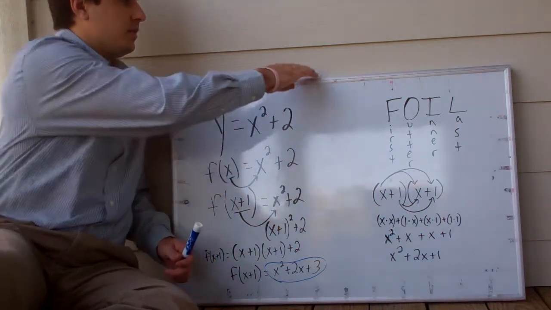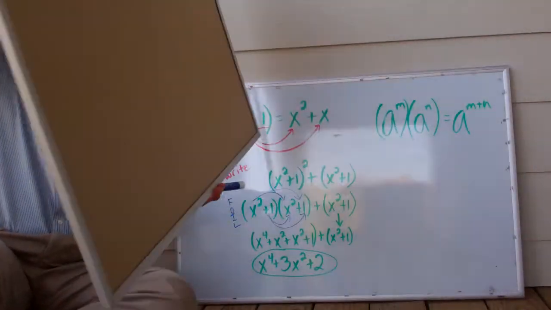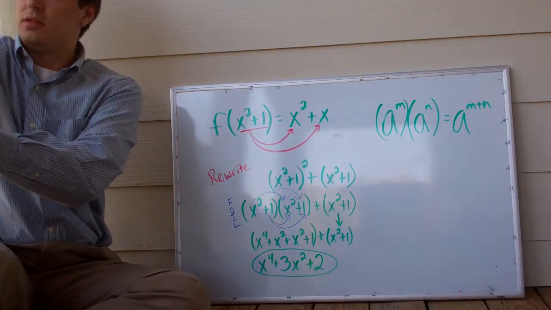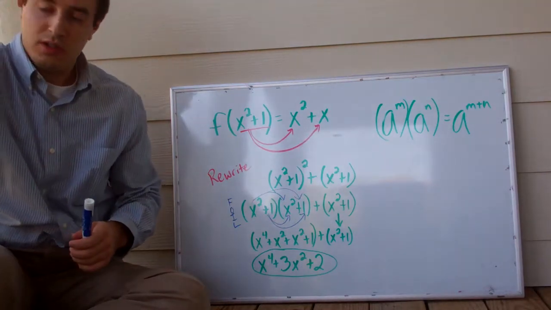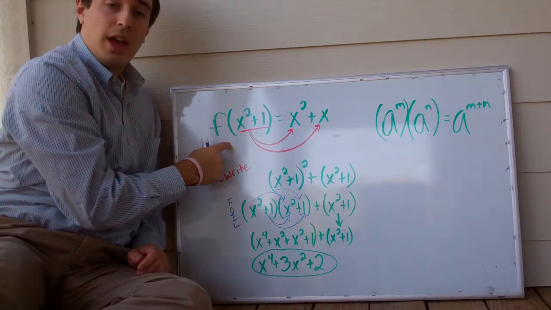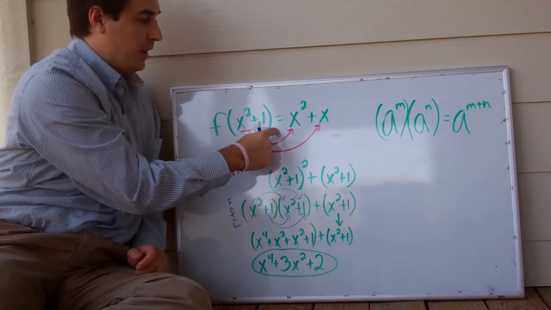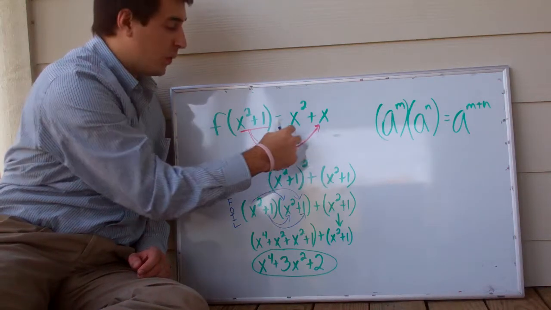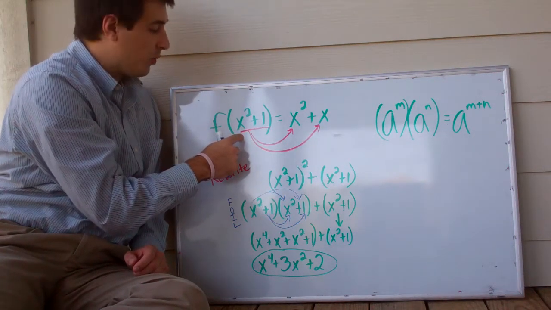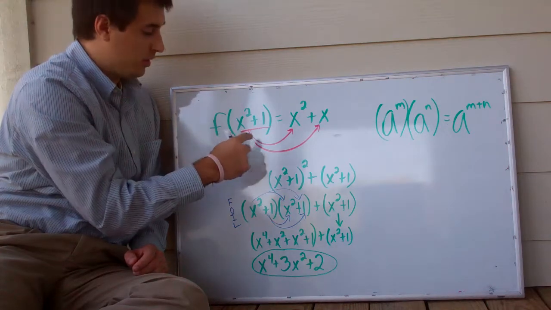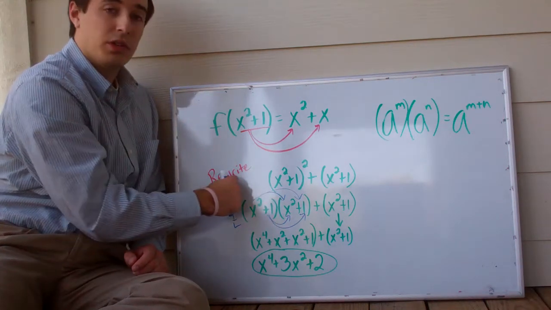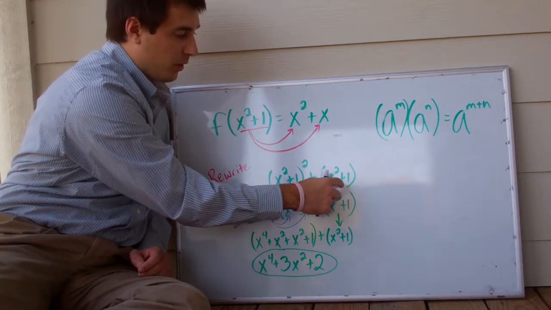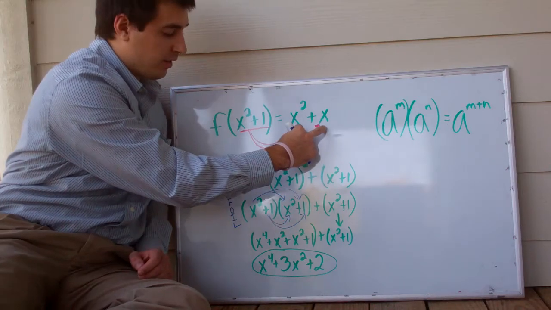Alright? So let's take it a step further and make it just a little bit more complicated. This time we have f of x squared plus 1 equals x squared plus x. So this time we have two x's on the right. So we've got to take our x squared plus 1 and plug it in for both of those. So let's see the next step right here. We're going to rewrite the equation as x squared plus 1 squared plus x squared plus 1. So we replaced it for both of these x's.